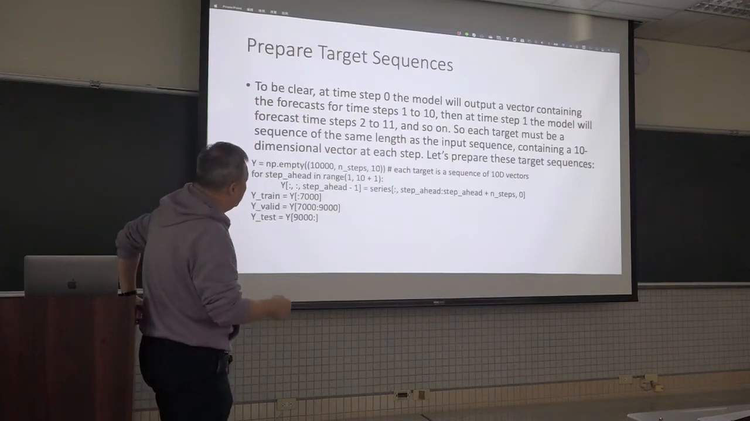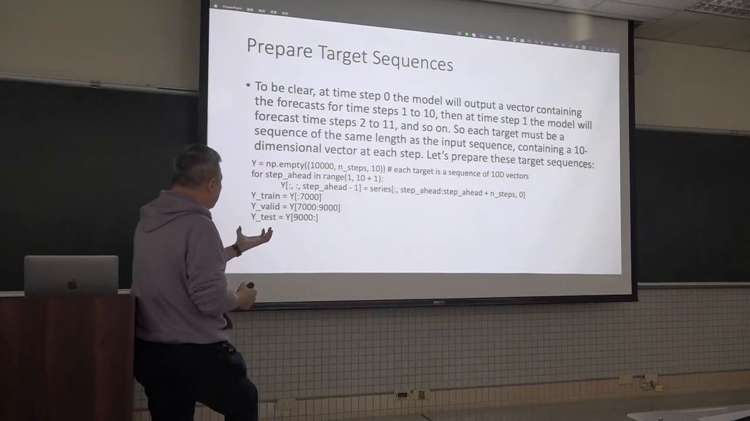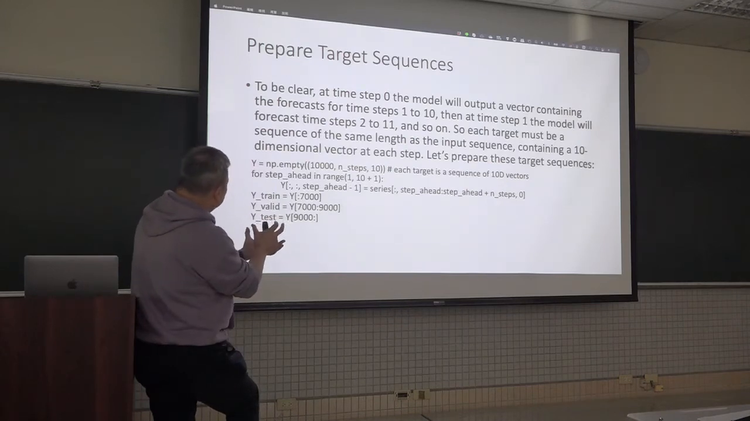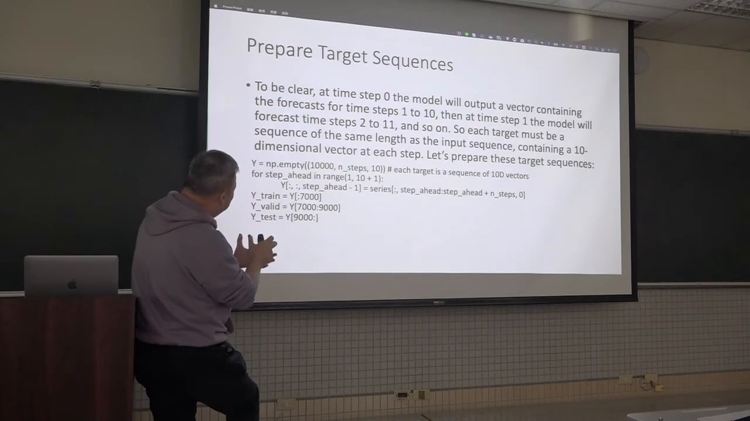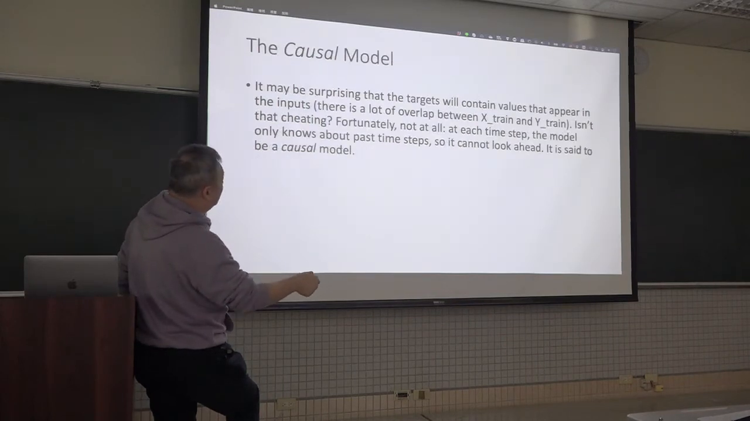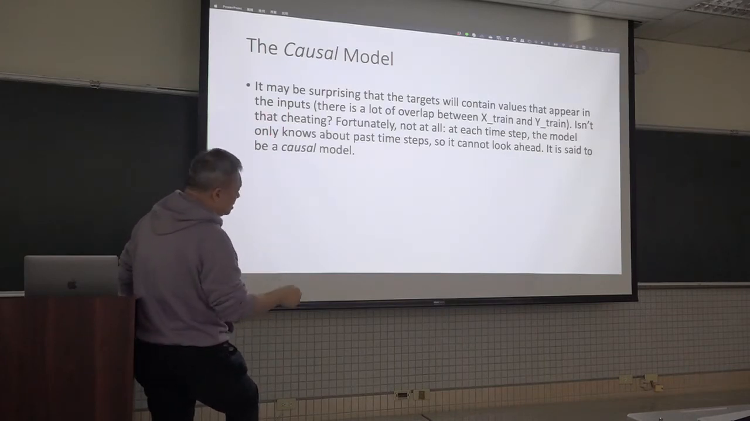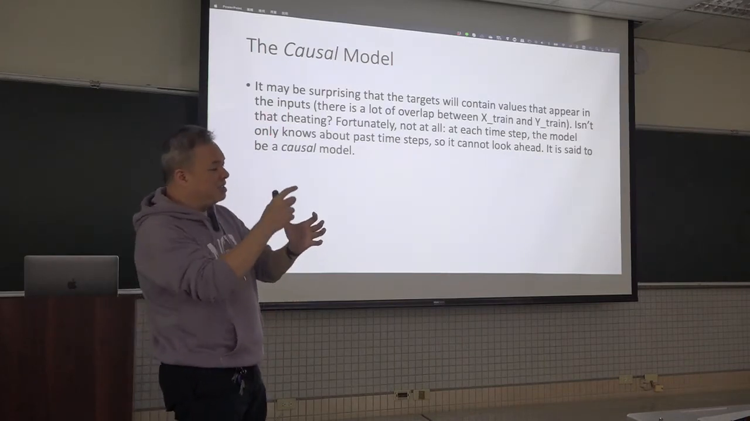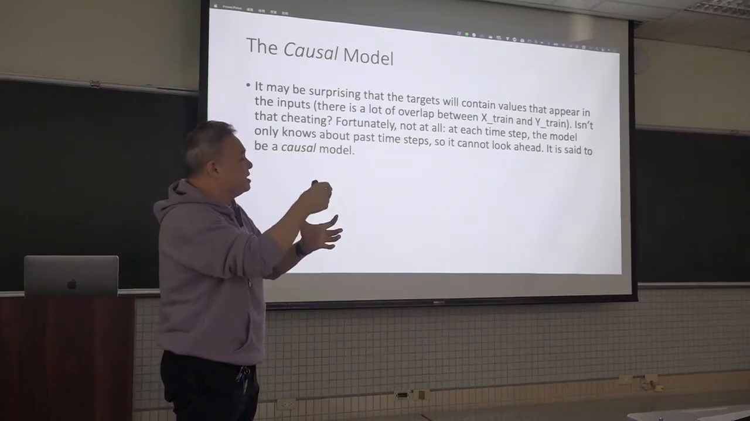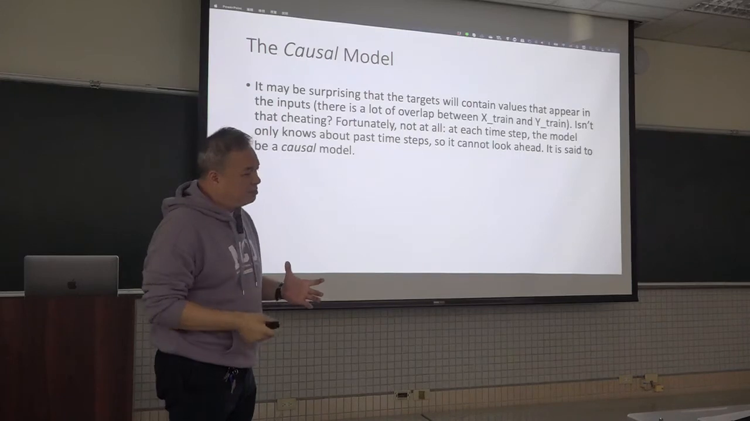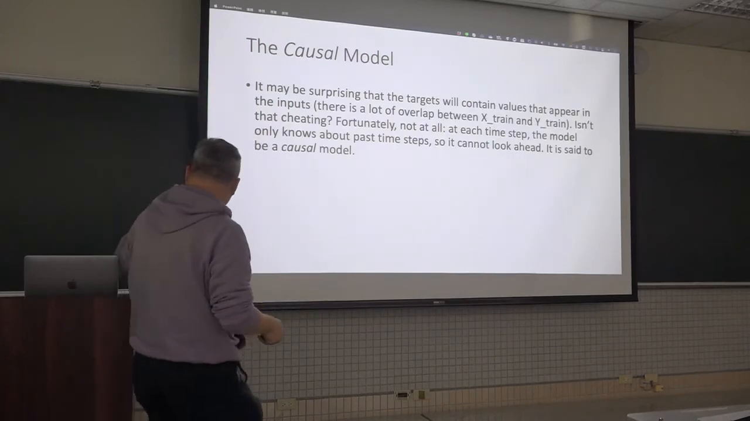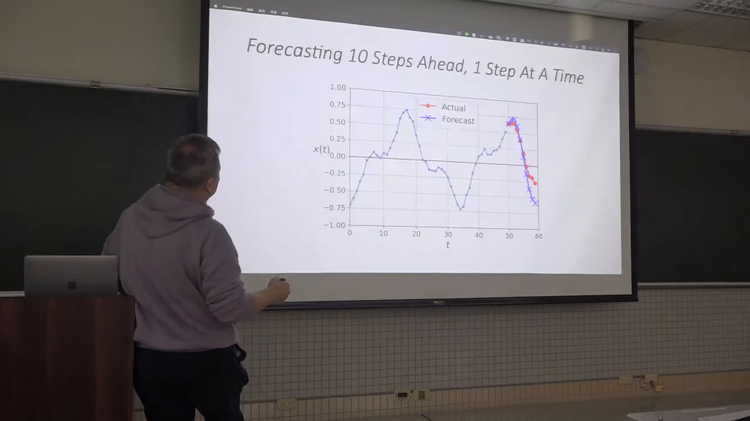So after you prepare this data set, the training data set and the ground truth, the target has a lot of overlap. This is okay, this is not cheating. At each time step, the model only knows about the past time steps, so it cannot look ahead. So with a causal model, the output will contain some entries that it already has previously.